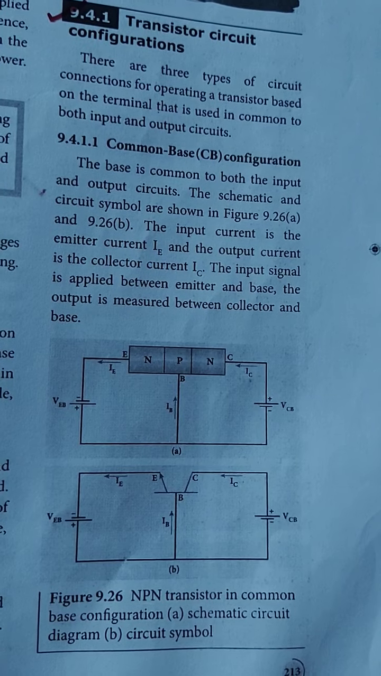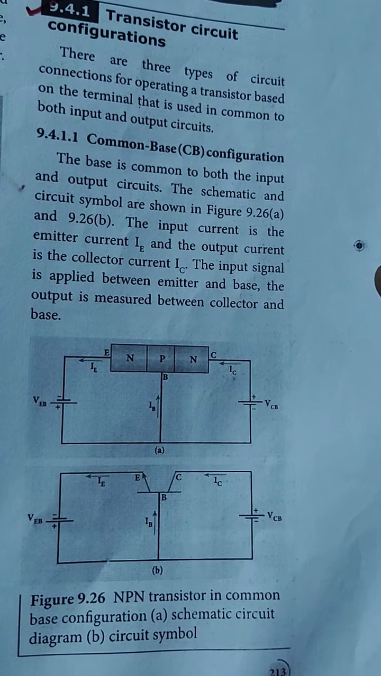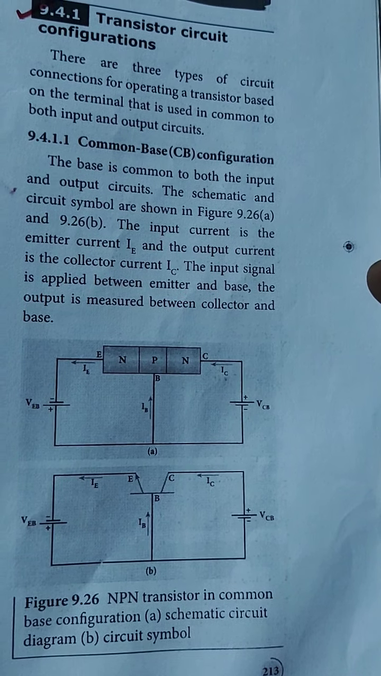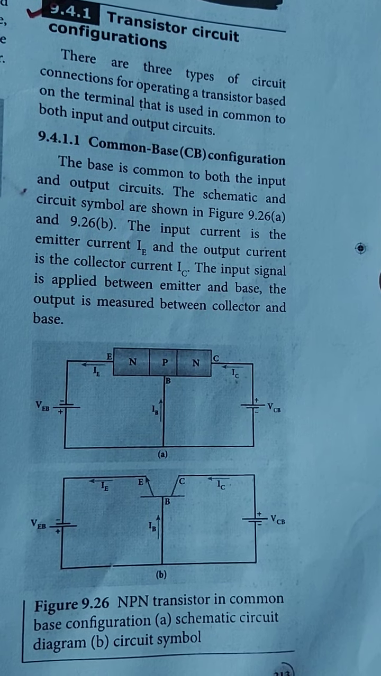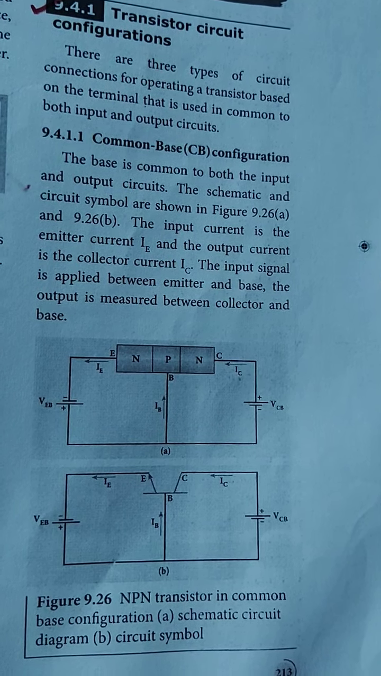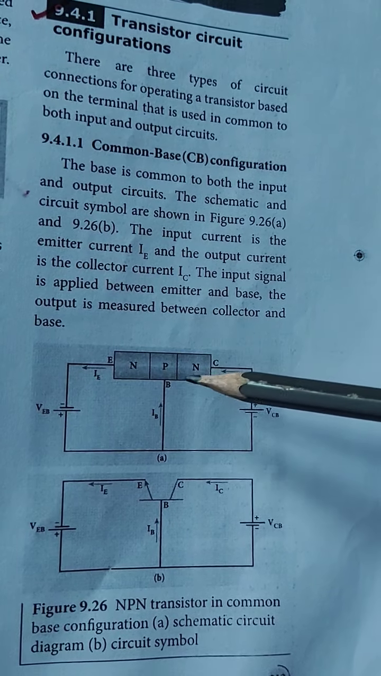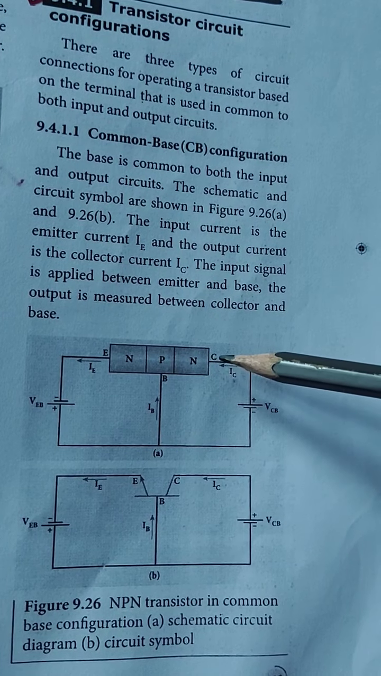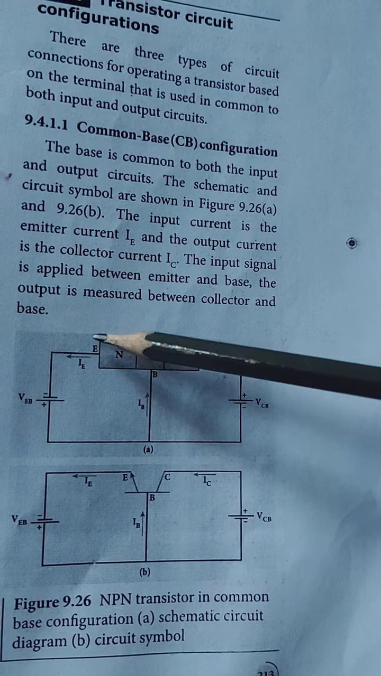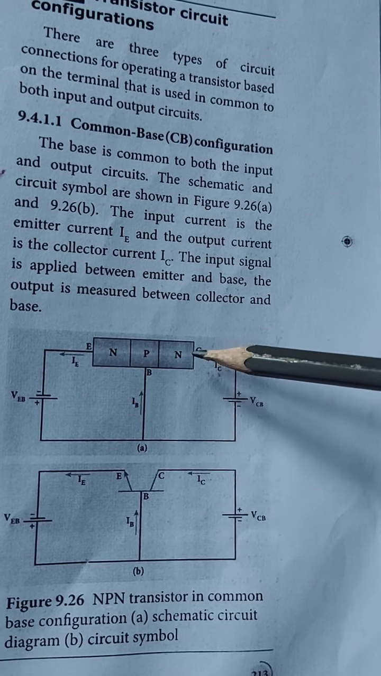Last class, we discussed the topic of bipolar junction transistors. In a transistor, three parts are very essential, as you know very well: emitter, base, and collector.